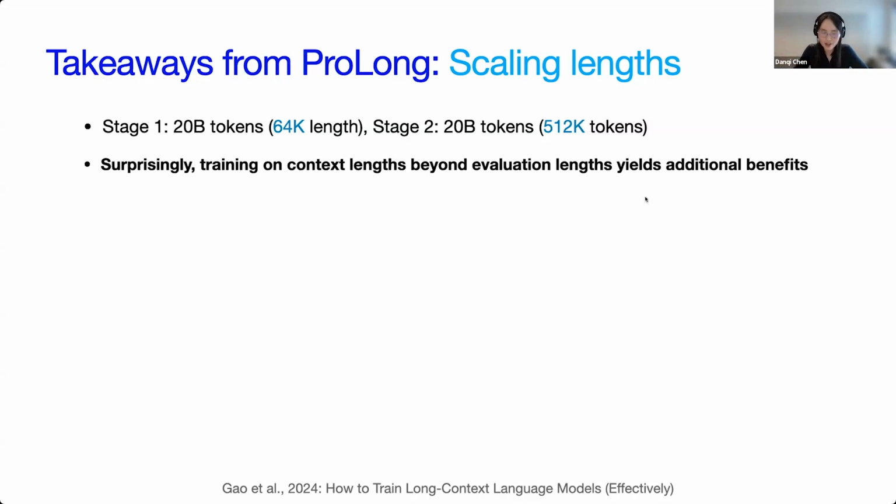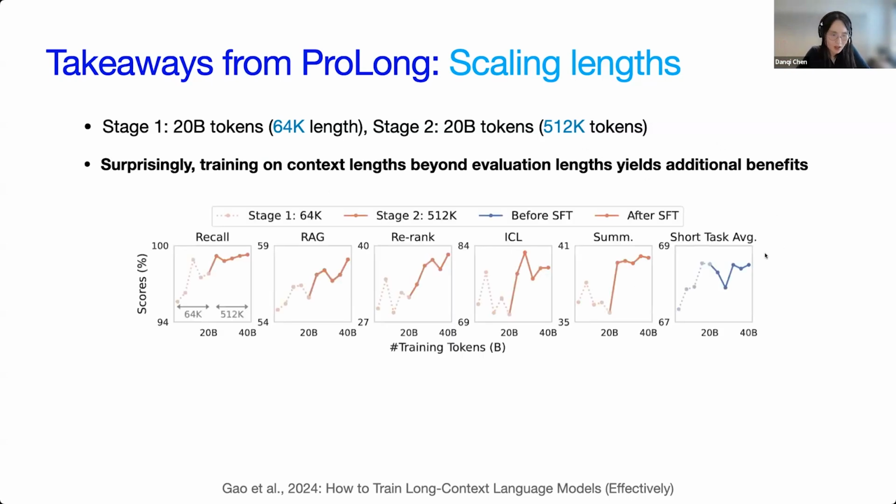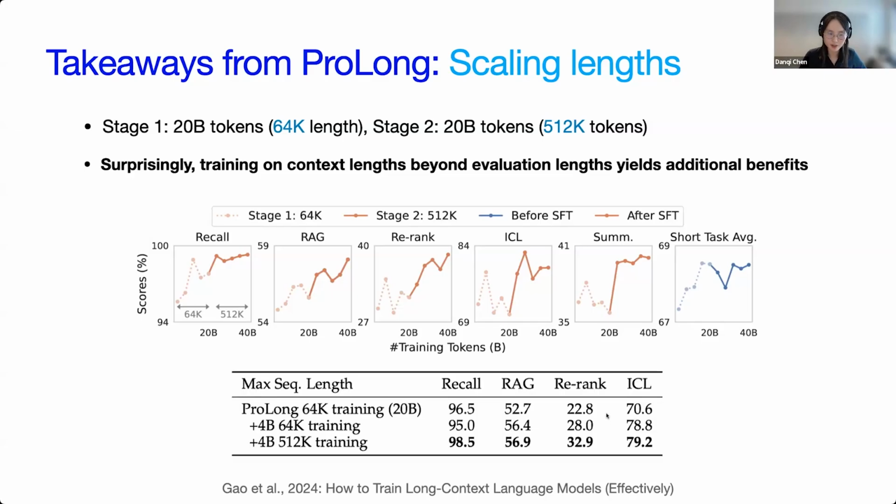A surprising finding here is that if we train on a data context length that is longer than, or beyond, the evaluation length, this can give us additional benefits. Just to give you some idea: after the first stage of training, we switch to training on documents that have a context length of 512,000 tokens. Then we still evaluate on 64,000 tokens, or even shorter, 32,000 tokens, and we still observe significant improvements, or even bigger gains.